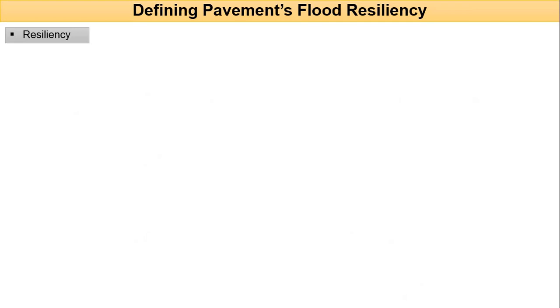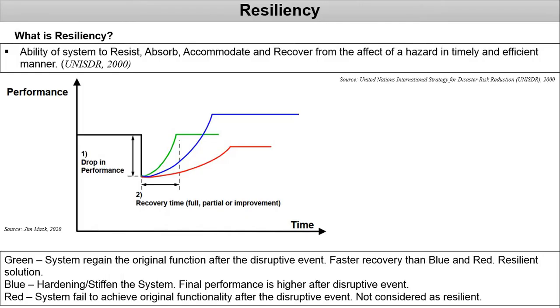So it's time to define pavement flood resiliency. So what is resiliency? It is nothing but the ability of a system to resist, absorb, accommodate and recover from the effect of a hazard in a timely and efficient manner. In simple words, I would say resilience is the ability of a system to bounce back to its original functionality after a disruptive event in an efficient and timely manner.